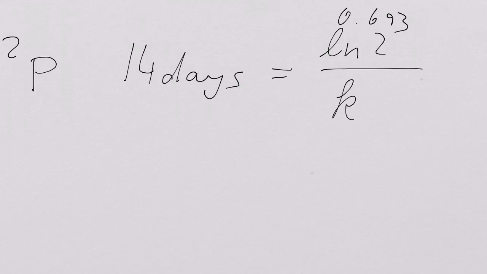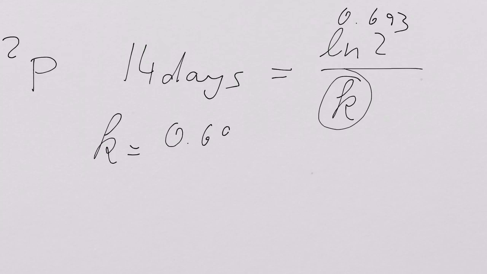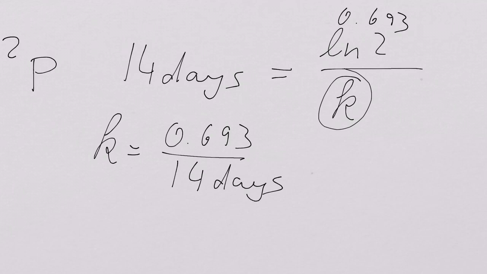Now you can easily rearrange this equation, and from this data you can calculate your rate constant. So k equals 0.693 divided by 14 days. Make sense? And with this k, you then can do all the other equations.